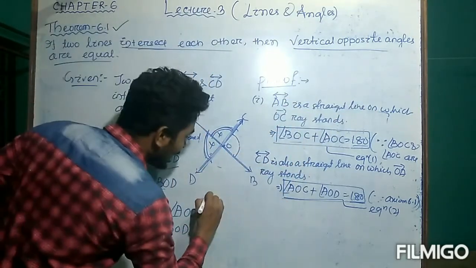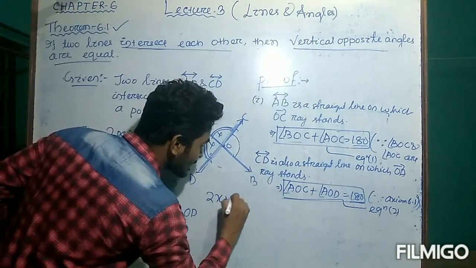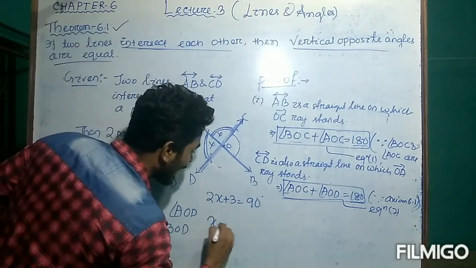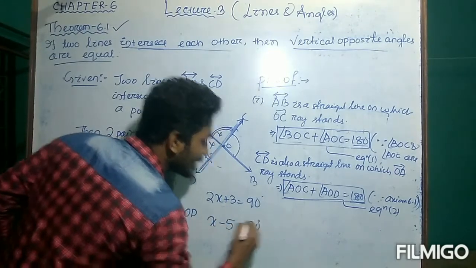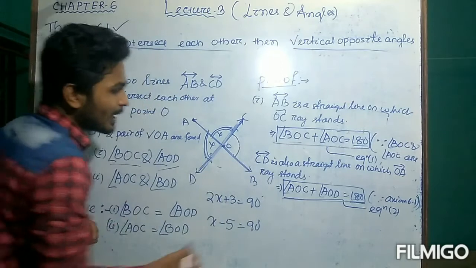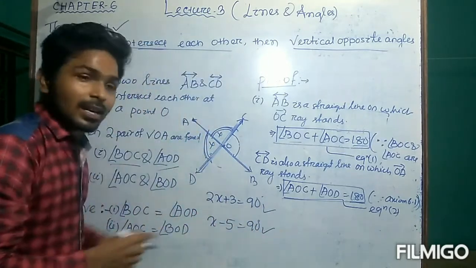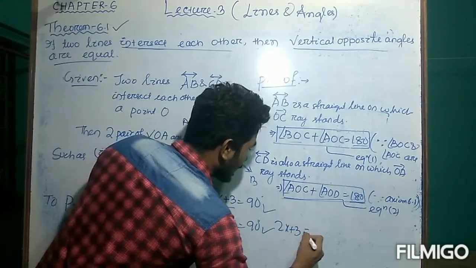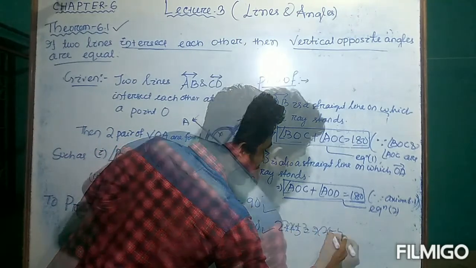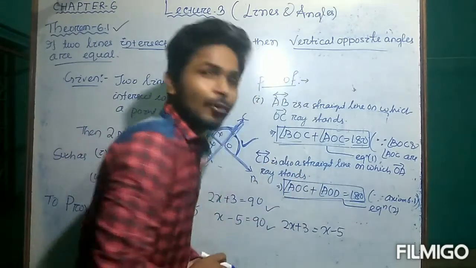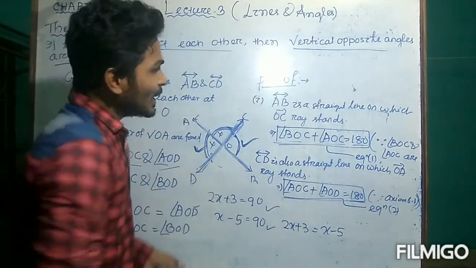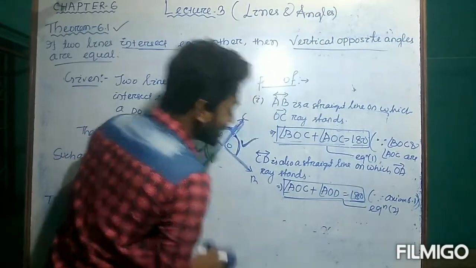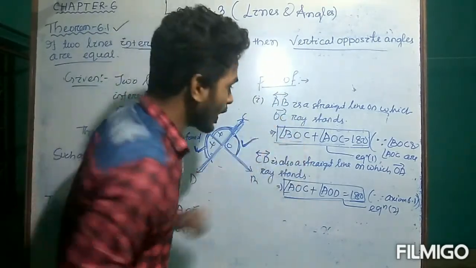For example, if 2x plus 3 is equal to 90, this is an equation, and x minus 5 is equal to 90, this is another equation. Now from these equations the RHS are equal, so you can write their LHS, 2x plus 3 is equal to x minus 5. So similarly here also their RHS are equal, so you can write their LHS must be equal.